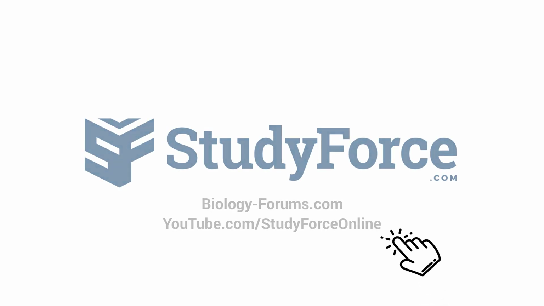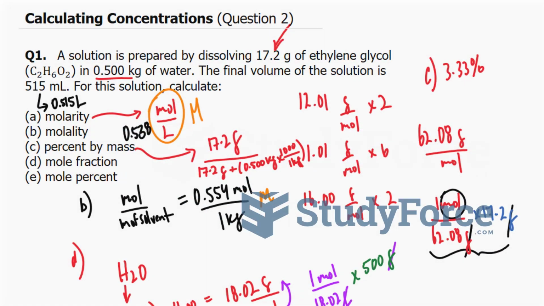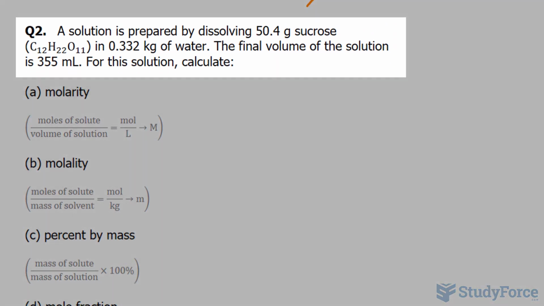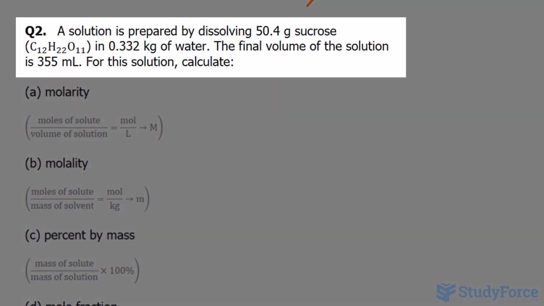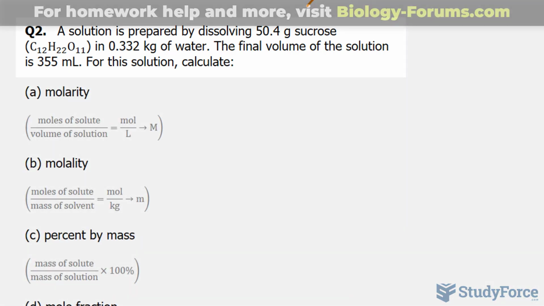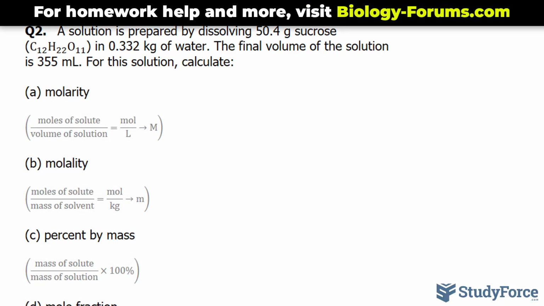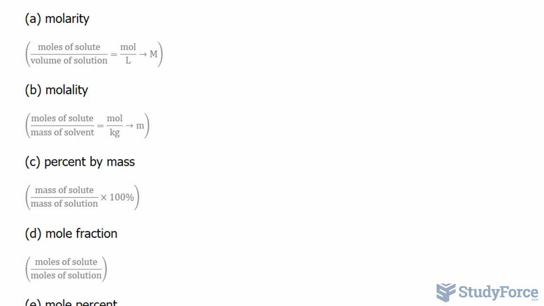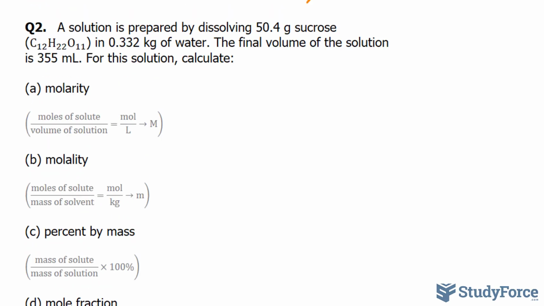Welcome back to question 2 of this series where we learn how to calculate concentrations. We ended off with question number 2, which reads, a solution is prepared by dissolving 50.4 grams of sucrose in 0.332 kilograms of water. The final volume of the solution is 355 milliliters. For this solution, we need to calculate the 5 things that we calculated in question 1, namely molarity, molality, percent by mass, mole fraction, and mole percent.